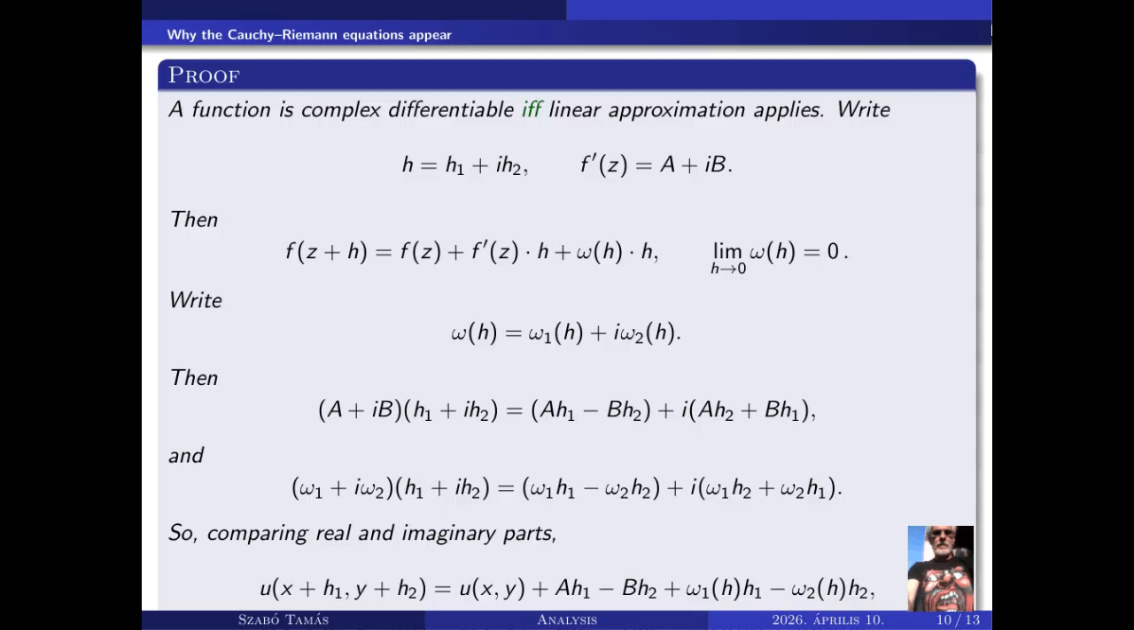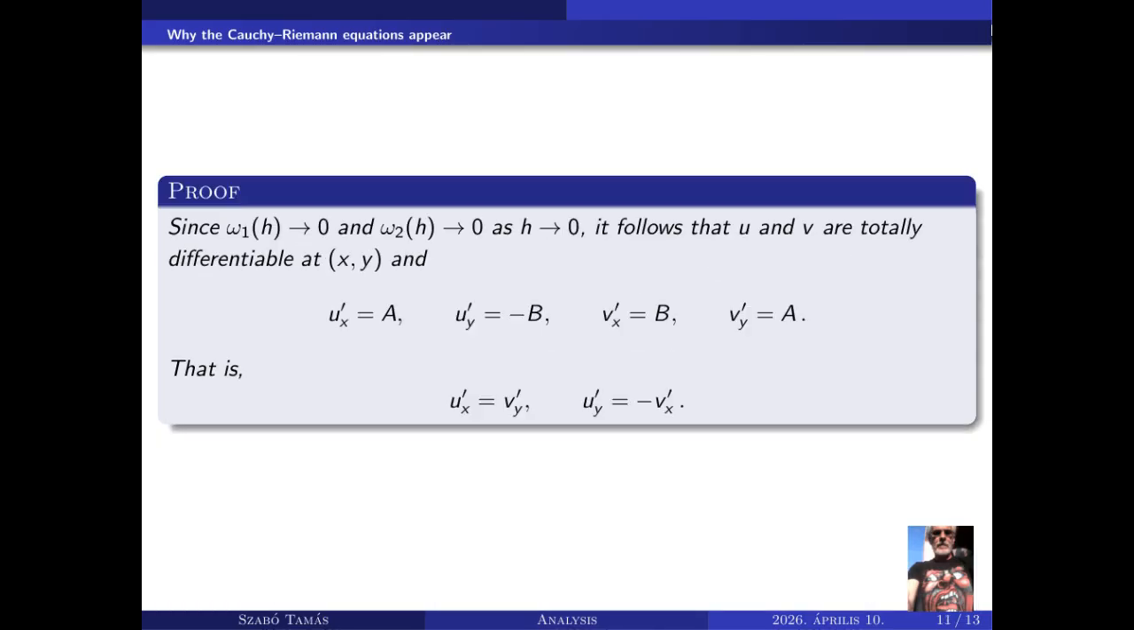Since ω₁(h) tends to 0 and ω₂(h) tends to 0 as h tends to 0, it follows that u and v are totally differentiable at (x, y), and uₓ = a, u_y = −b, vₓ = b, and v_y = a. That is, uₓ = v_y, and u_y = −vₓ.